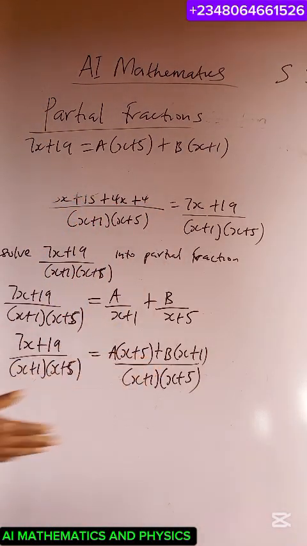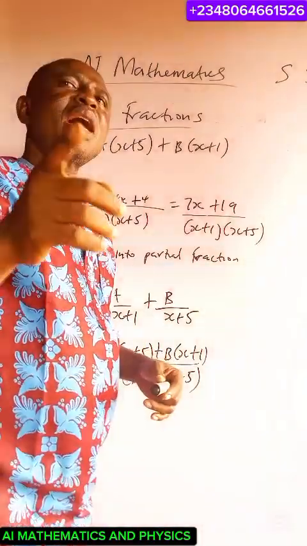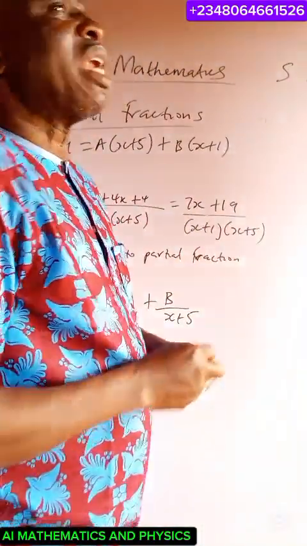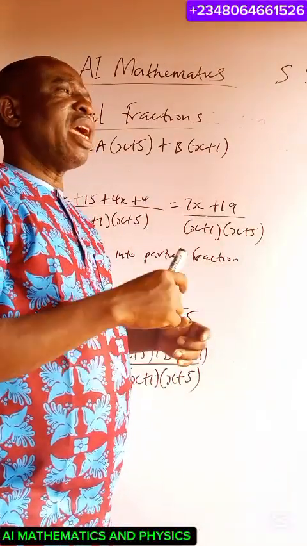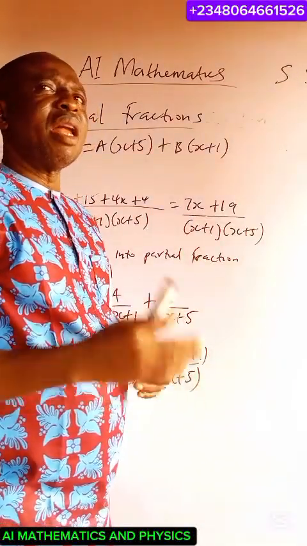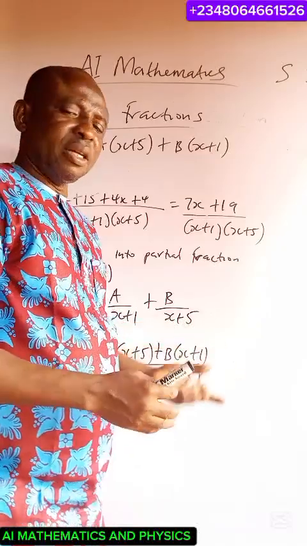You forget about the denominator. They have cancelled each other. But we want to find a and b, but we cannot find the two together. We cannot find a and b together. We find one and leave the other, while we find the other later.